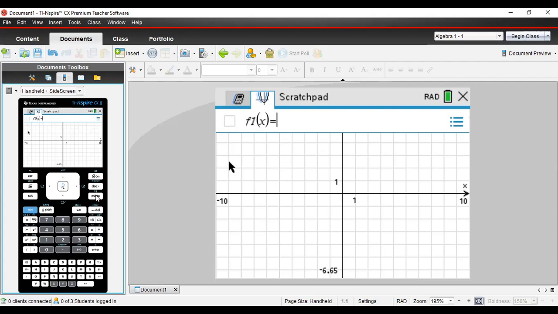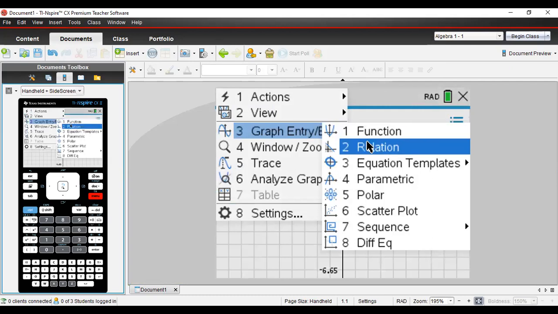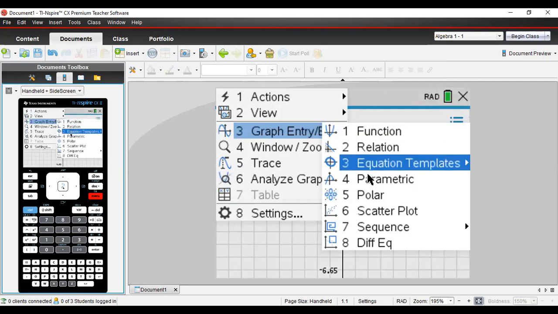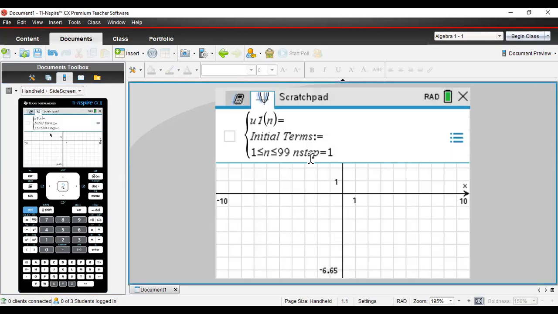The way you do that is you go menu, press 3, and notice the first one is function, which is what we're in. Another one is relation, which we also use, but the one we need is sequence. Then we press sequence again. Once you've done that, you should see something like this.